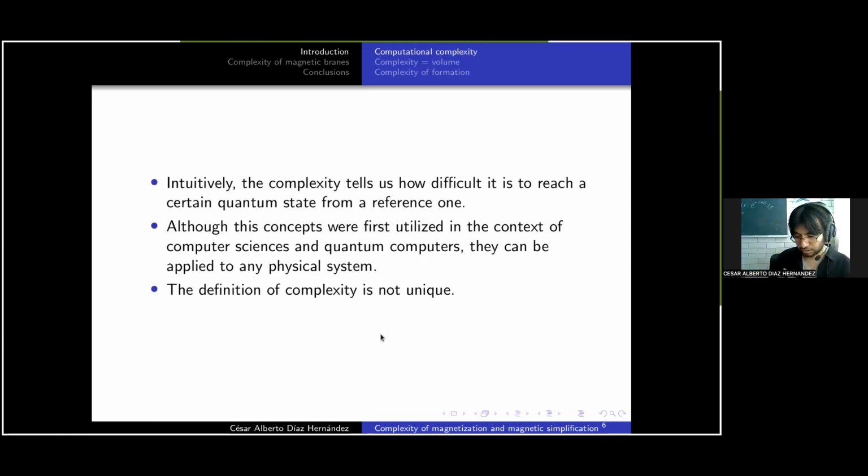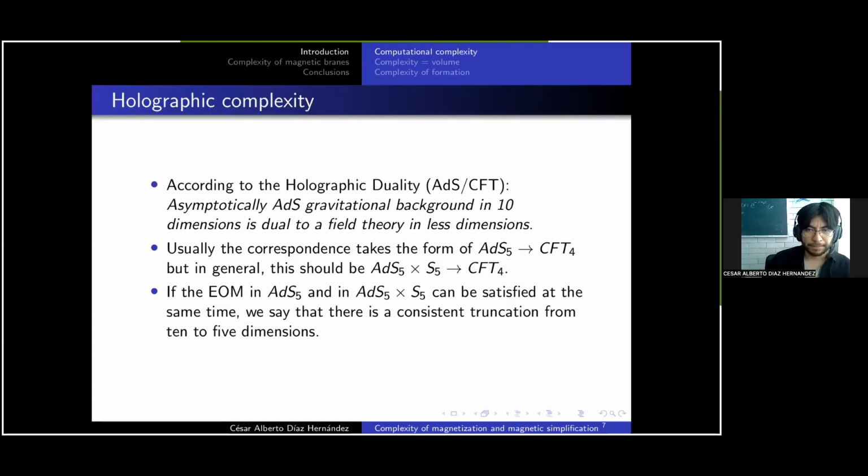There is some ambiguity there, but we can talk about how separated these states are, in the sense of how difficult it is to change one state into another.